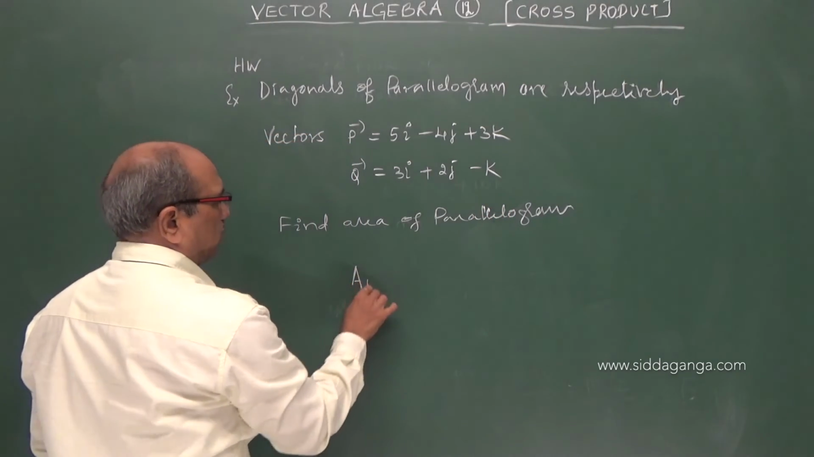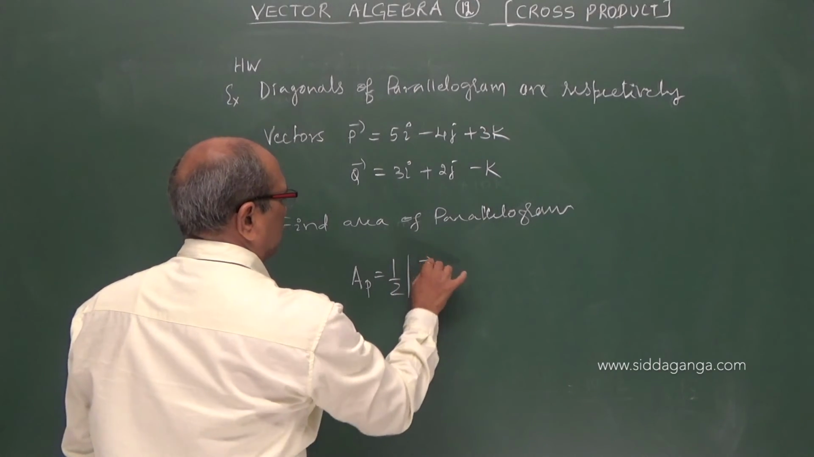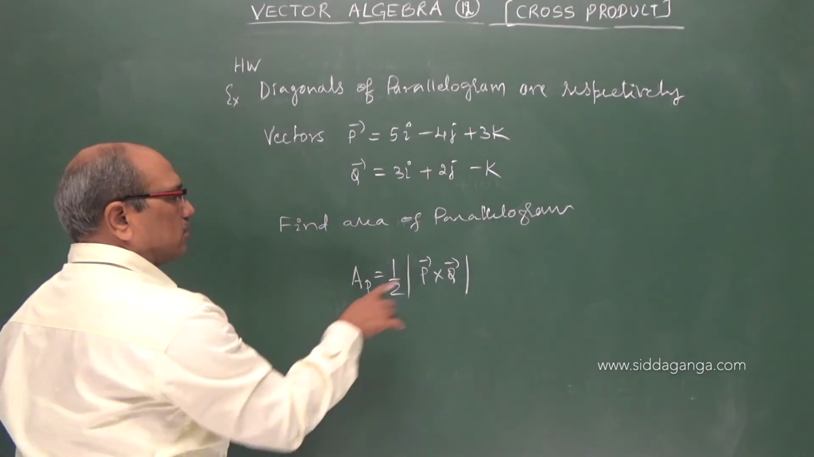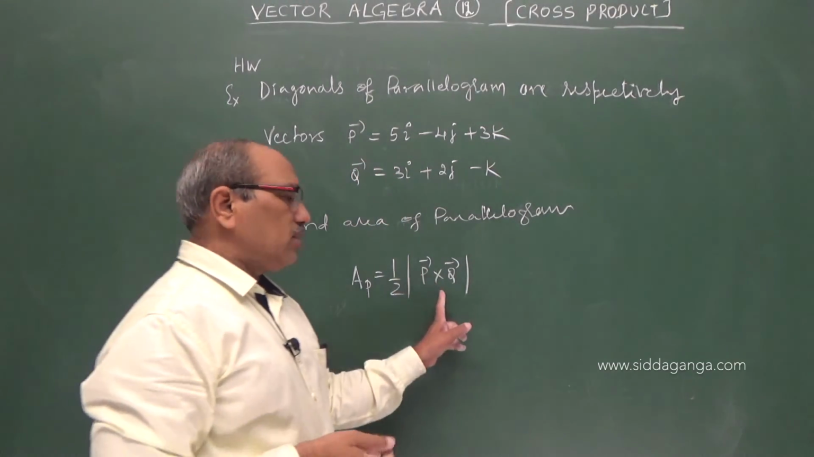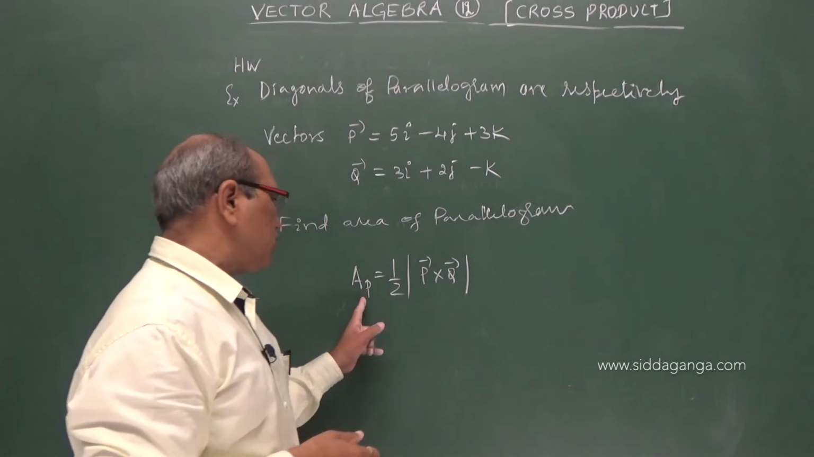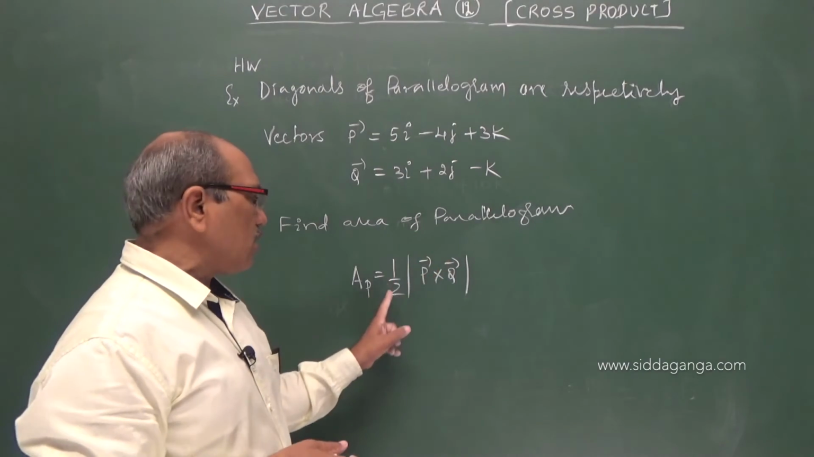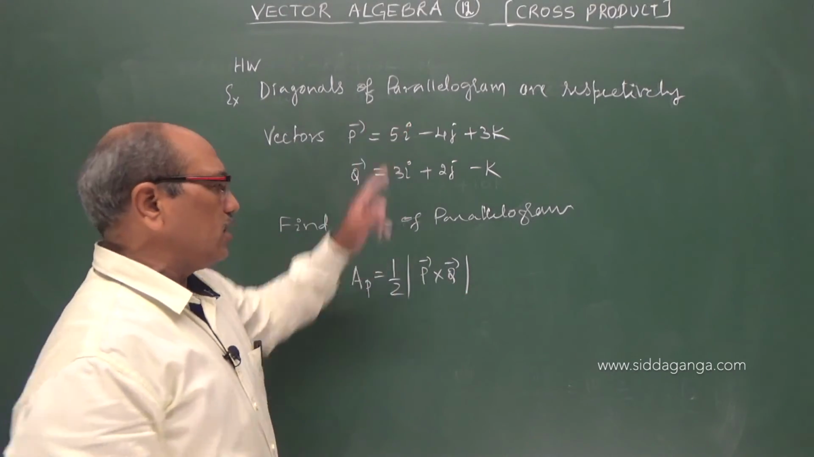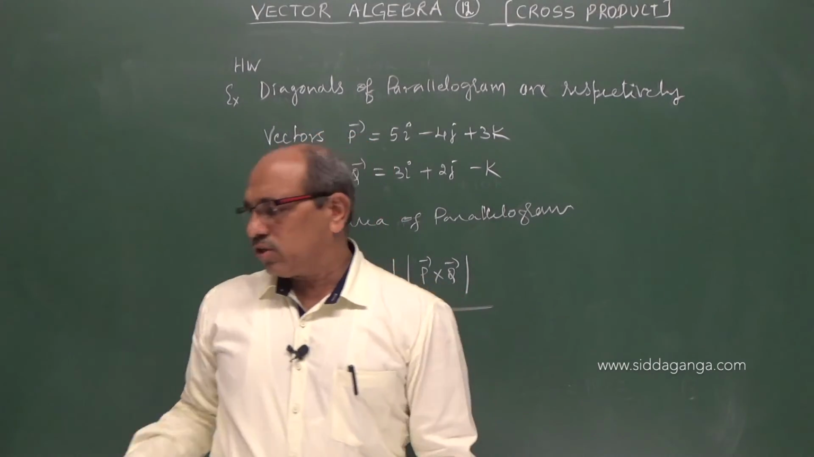You know the area of a parallelogram relation if the diagonals P and Q are given. Use the determinants, find P cross Q, and apply the square root to get the magnitude. If the diagonals are given, the area of the parallelogram is half into the cross product of the diagonals. Try this as practice to get the cross product values.